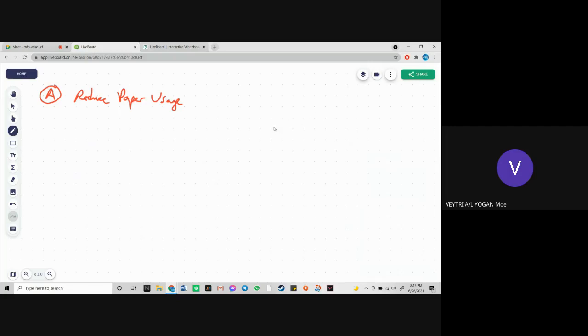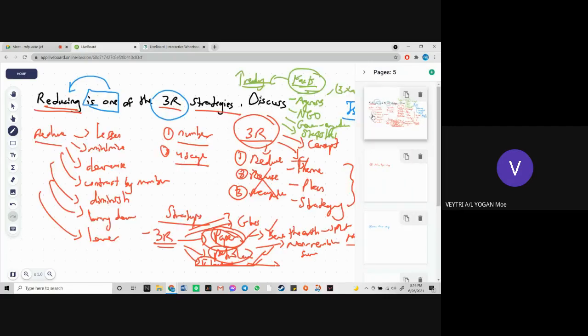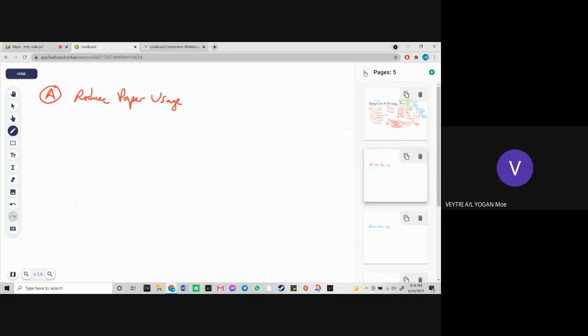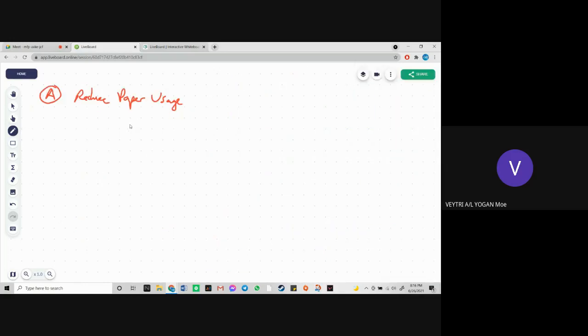The first point given over here is reduce paper usage. What are the aspects we can talk about on reducing paper usage? Look back at the question. Reducing is one of the 3R strategies discussed. So in the 3R strategies, we want to reduce paper usage. Now, they have given you the point. You have to ask why this point.